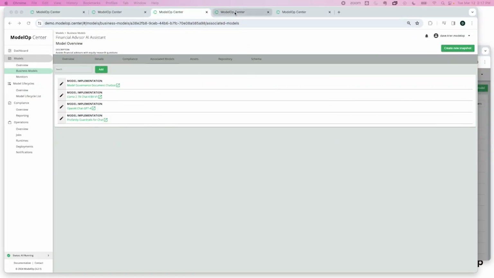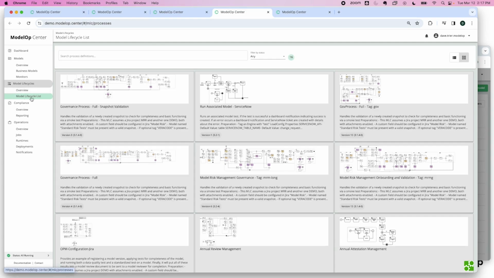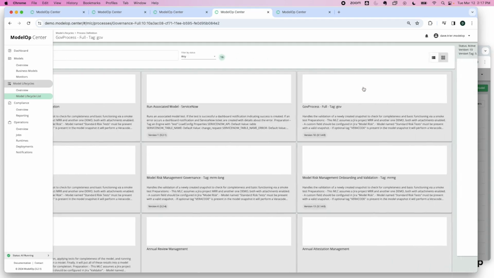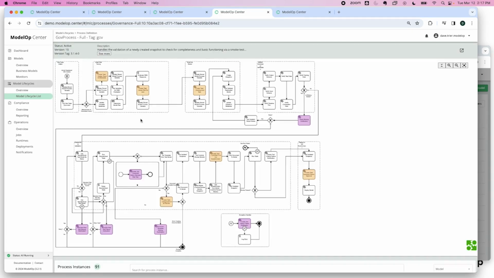So let's take a look at that. Back in ModelOp Center, I've now gone to the Model Lifecycle section, where here are the variety of different governance processes that have been represented in ModelOp Center. And we specifically designed our software because we knew that there would be different processes depending on, say, the risk of the model, if it's a high risk versus a low risk, whether it's an internally developed model or, say, a cloud-based or vendor model. You can represent those different governance processes based on the different technology type or even the risk tiering or materiality.